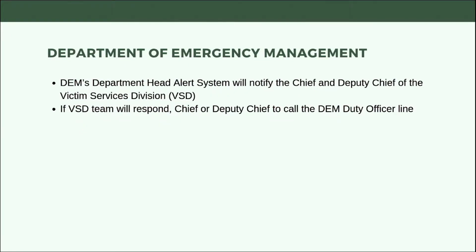The Department of Emergency Management's Department Head Alert System will notify the Chief and Deputy Chief of the Victim Services Division of any incident. The Department of Emergency Management responds to both man-made and natural disasters. The alert coming from the Department of Emergency Management's Department Head Alert System may notify agencies of both man-made and natural disasters. Please call the duty officer line to confirm if the incident is in our scope of work. The duty officer line, as well as other important emergency contacts, are provided in the contact list in SharePoint.